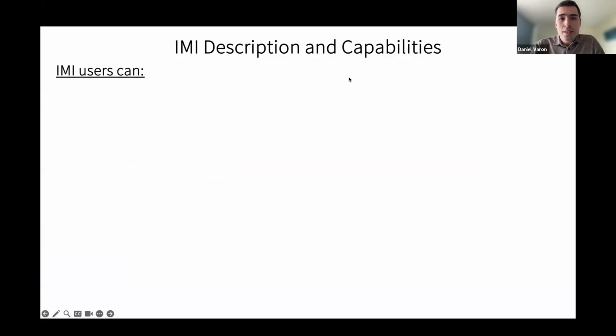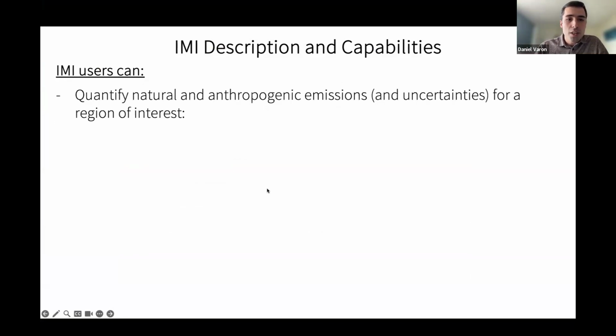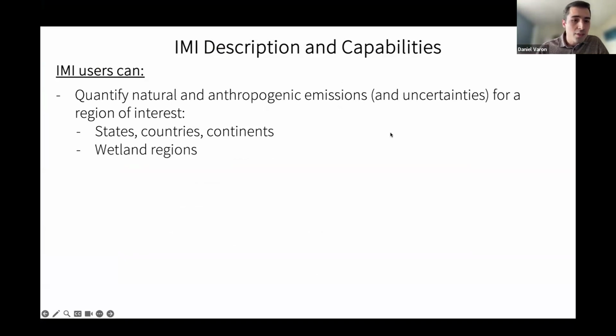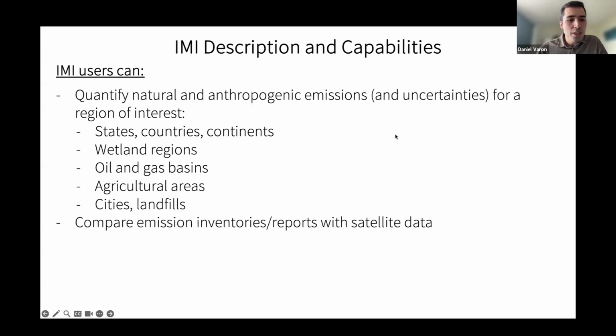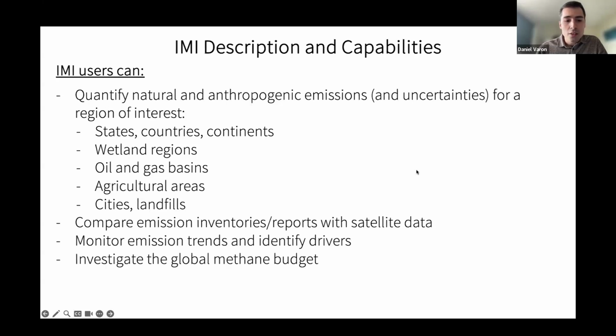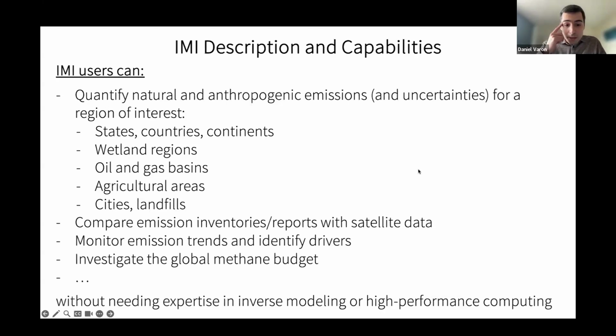Right, so thanks. I'll be talking today about the IMI's capabilities and some of its applications, trying to give a broad overview. It's not meant to be an exhaustive list of capabilities, but in general, IMI users can quantify natural and anthropogenic emissions and their uncertainties for any region of interest: states, countries, continents, wetland regions, oil and gas basins, agricultural areas, cities, and in some cases even individual landfills, as we'll see later. They can compare emission inventories and reports with satellite data, monitor emission trends and identify emission drivers, investigate the global methane budget, and so on, and all of this without needing expertise in inverse modeling or high performance computing.